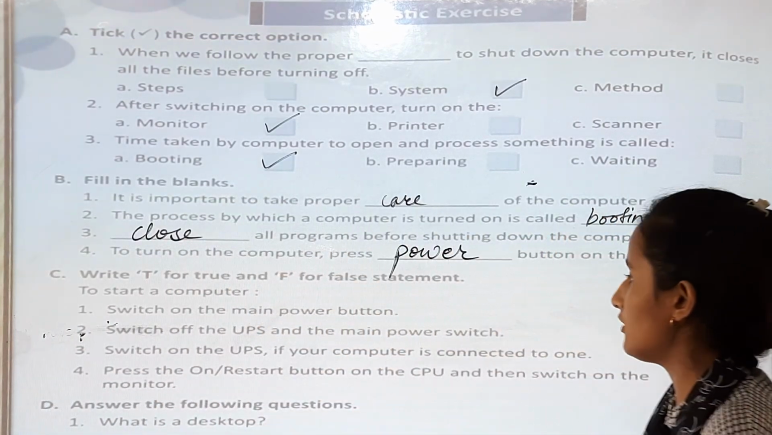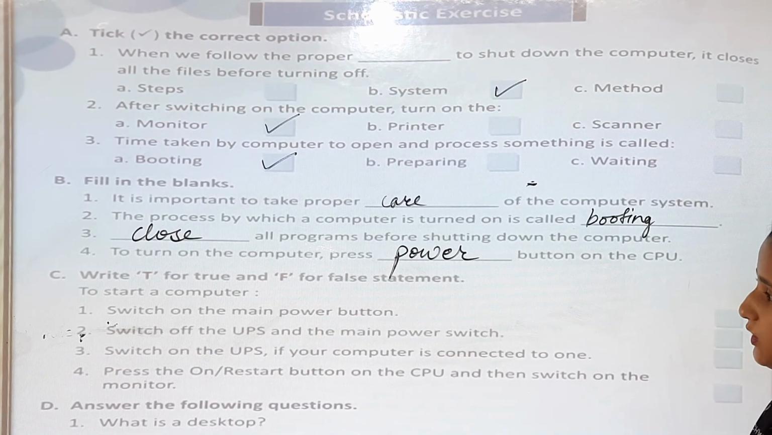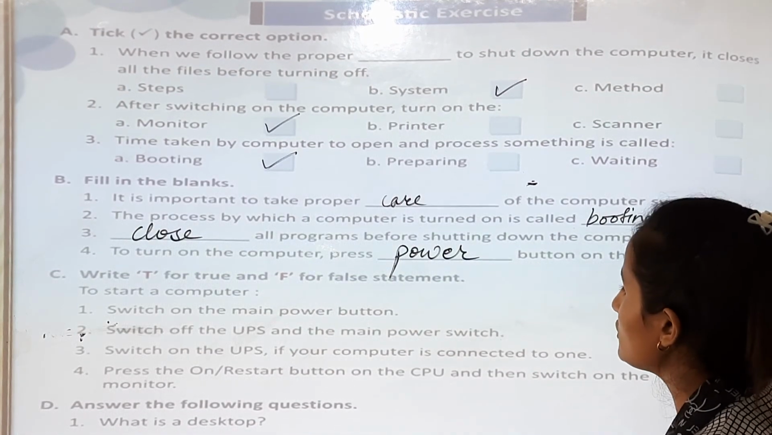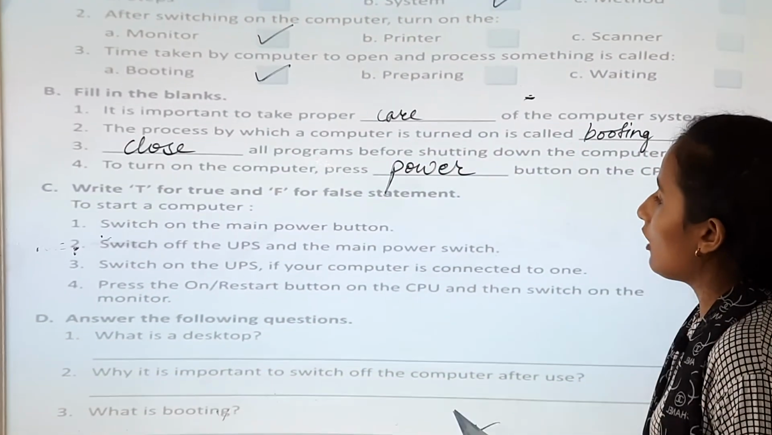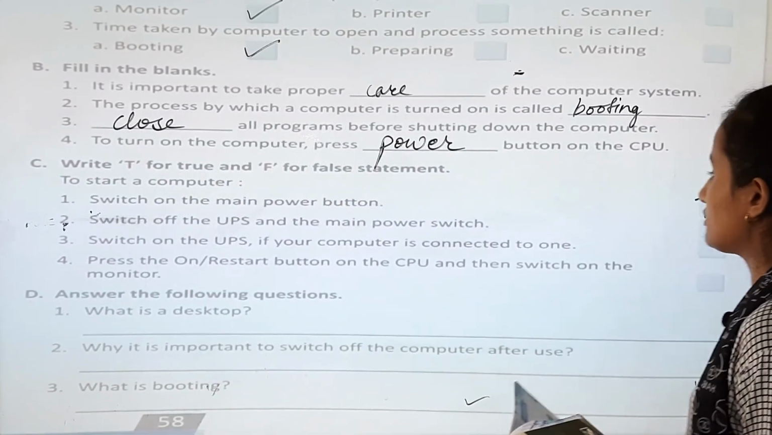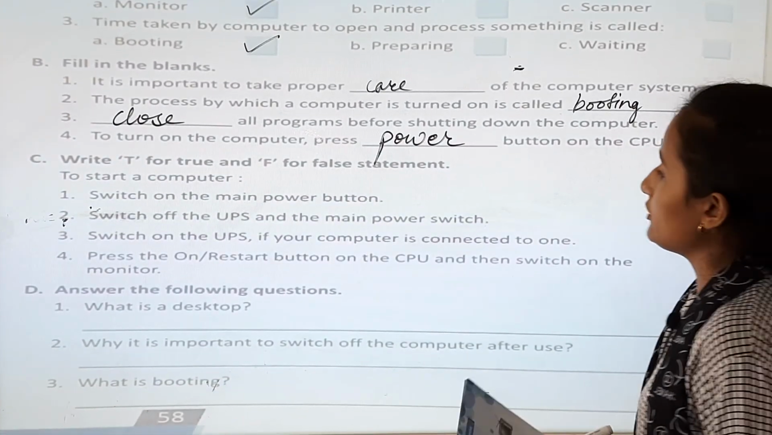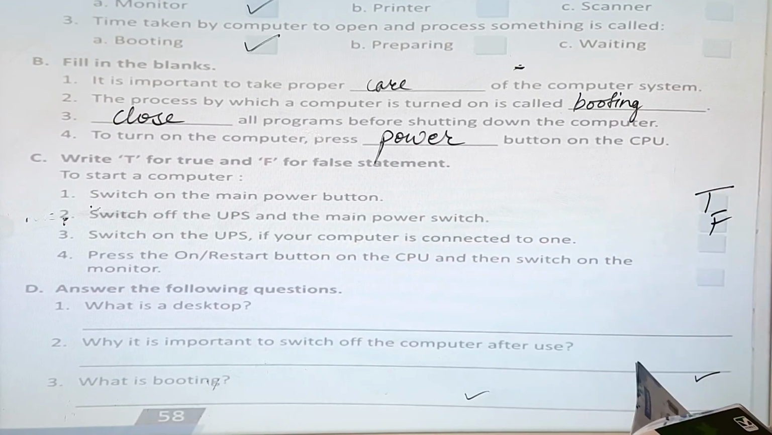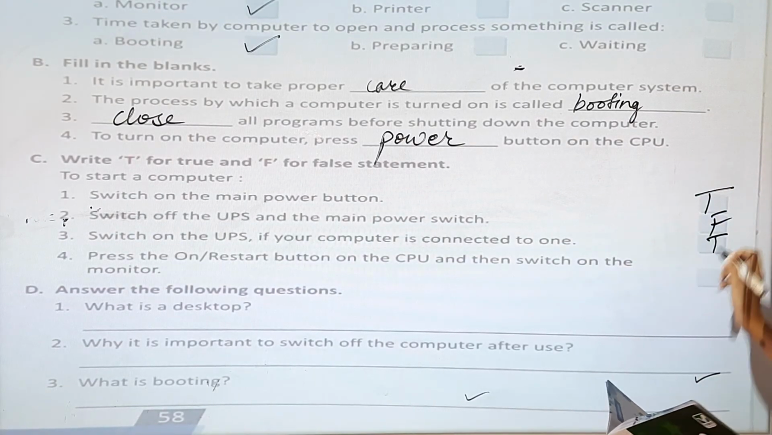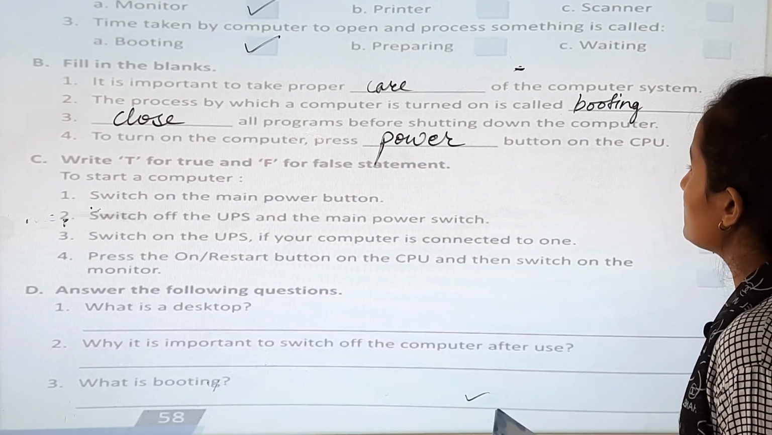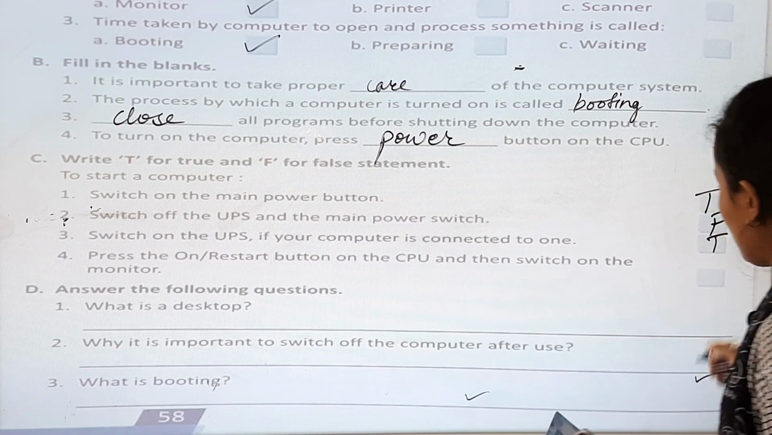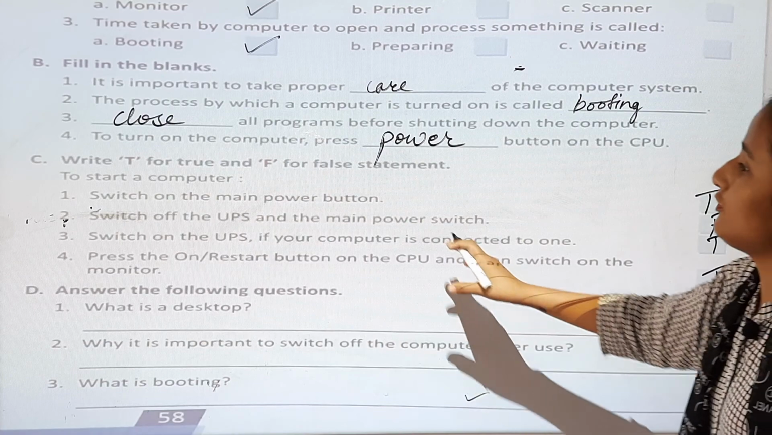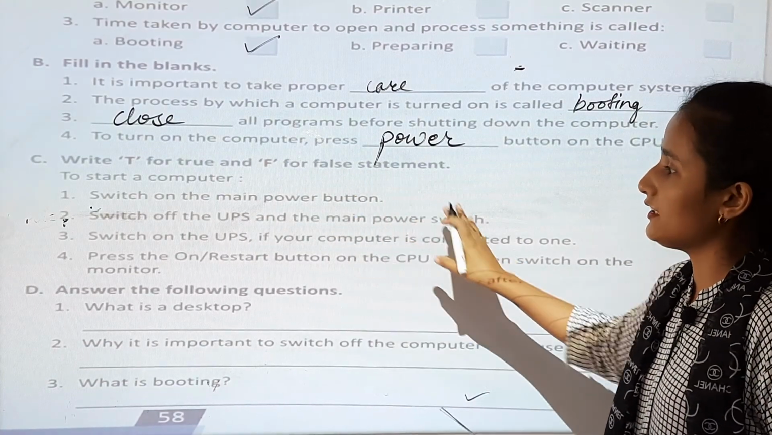Write true or false. To start a computer, what do we have to do? Switch on the main power button. True. We have to switch on the main power button. Switch off the UPS and the main power switch. No, this is false. Switch on the UPS if your computer is connected to one. Yes, true. Press the on or restart button on the CPU and then switch on the monitor. Yes, true. So you have to follow these steps on how to start a computer.